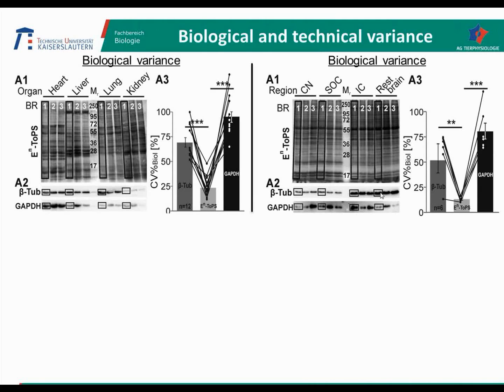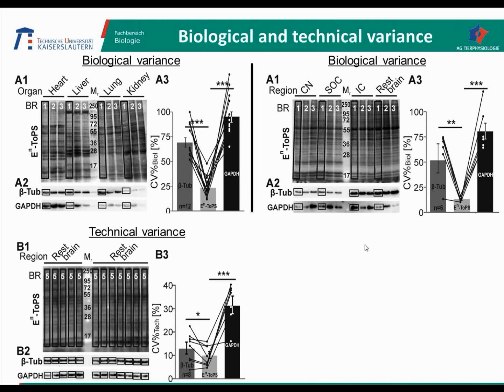The tubulin, for example, is strongly higher than in the other regions, again demonstrating that housekeeping proteins are not always equally expressed. But to avoid these problems of the housekeeping proteins, you can take total protein staining, and here again the variance is strongly reduced compared to the housekeeping proteins.